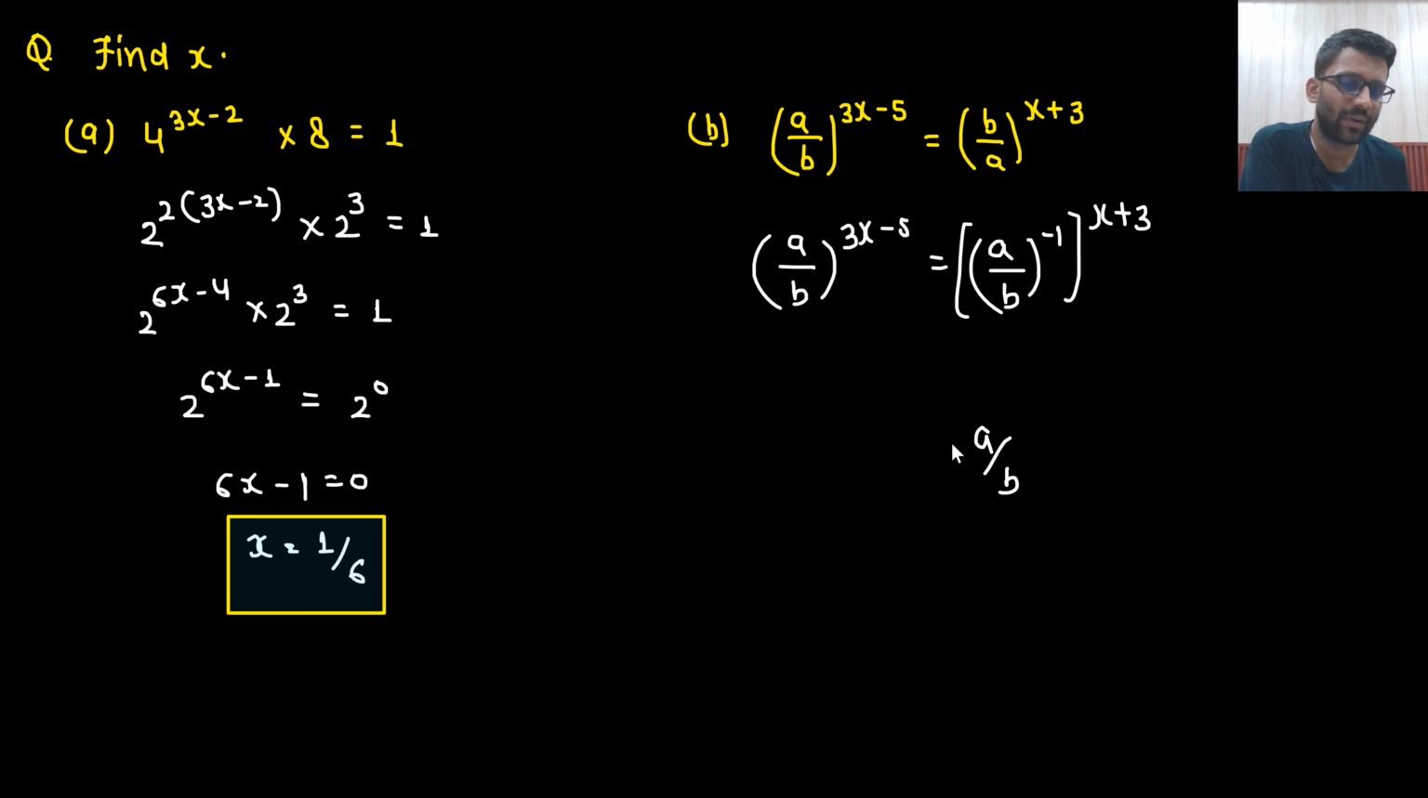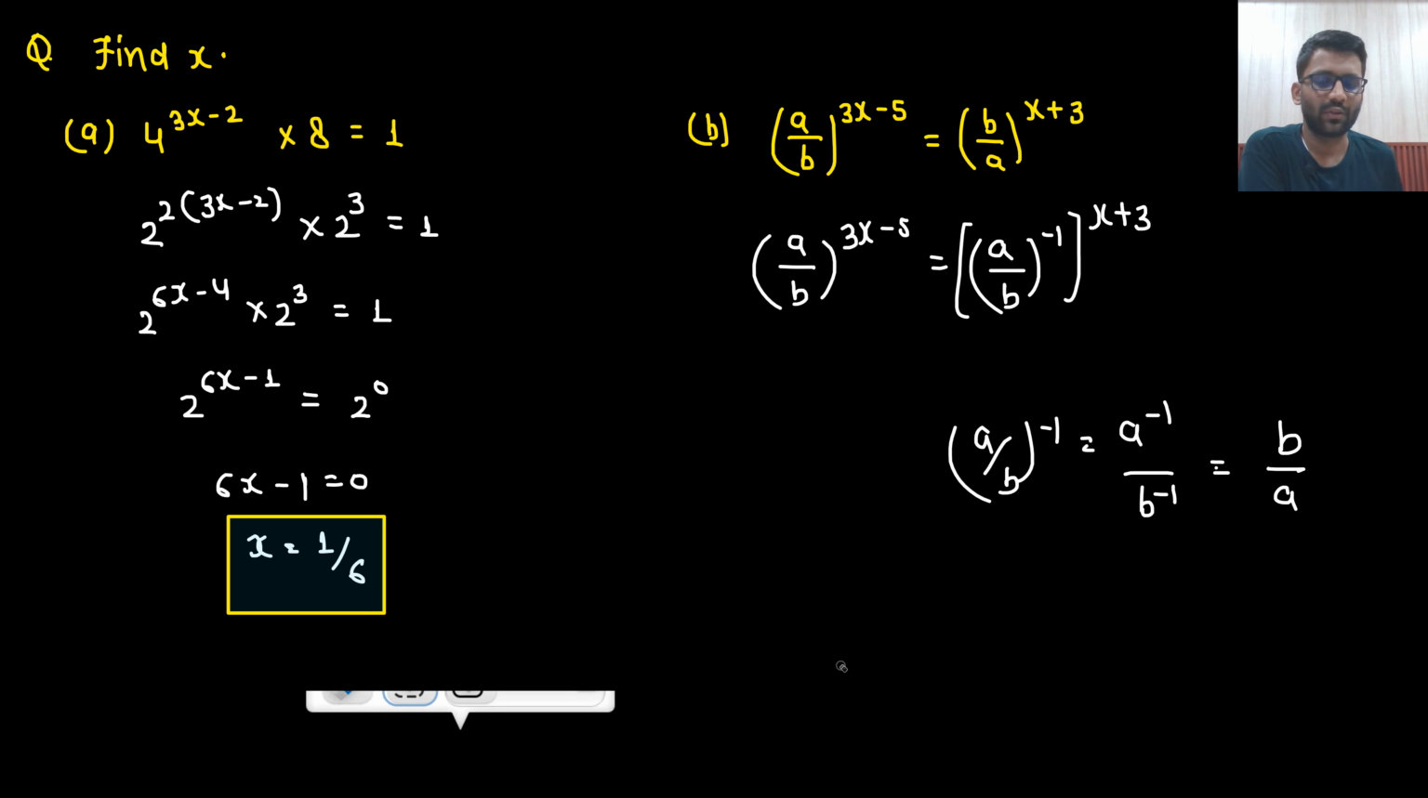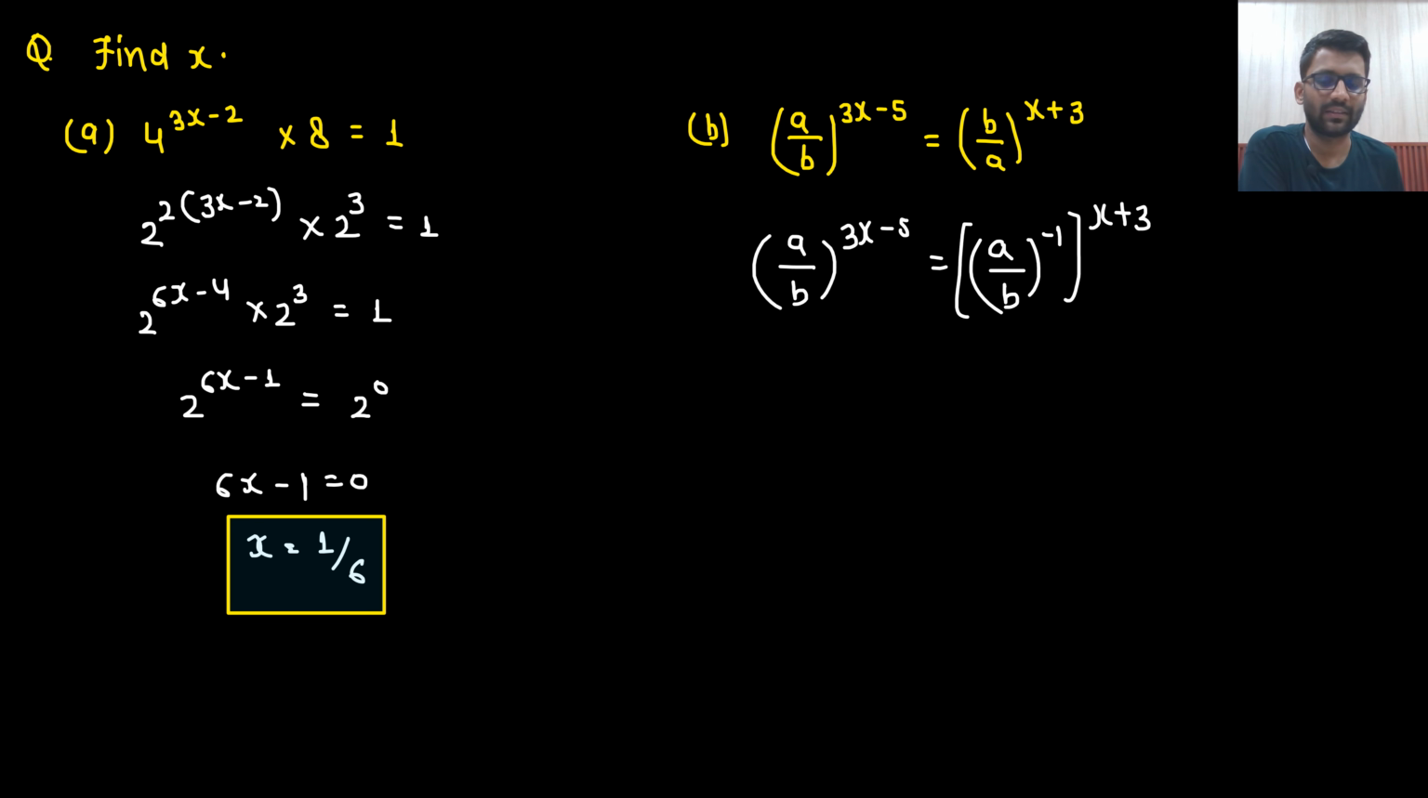Basically (a/b) to the power 1 minus 1. This can be written as a to the power minus 1 divided by b to the power minus 1. And what is a to the power minus 1? That is 1 by a. And what is b to the power minus 1? That is 1 by b. So b by a can be written like this.